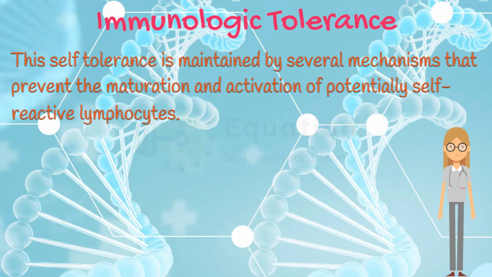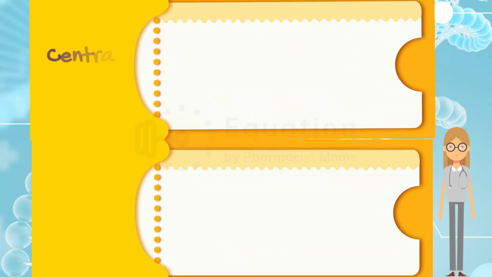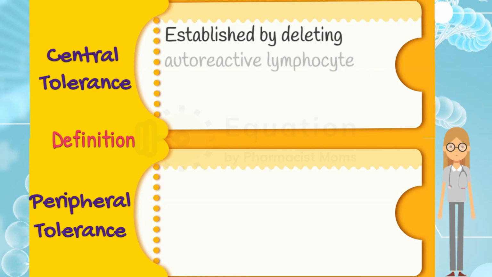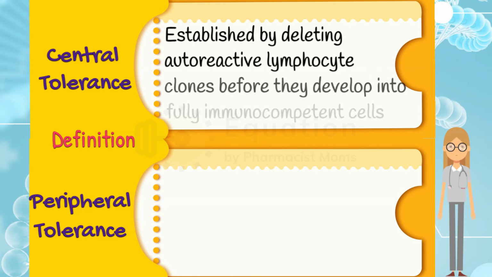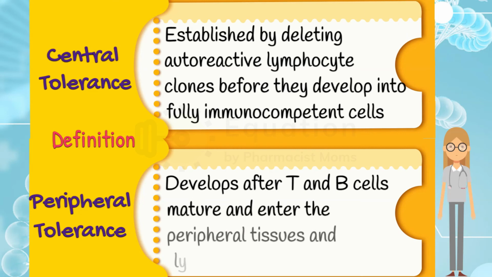Immunologic tolerance occurs in two forms, central and peripheral. Let's compare central and peripheral immunologic tolerance with respect to B-cell and T-cell participation and how, when, and where these occur. Central tolerance refers to the tolerance established by deleting autoreactive lymphocyte clones before they develop into fully immunocompetent cells, while peripheral tolerance develops after T and B cells mature and enter the peripheral tissues and lymph nodes.